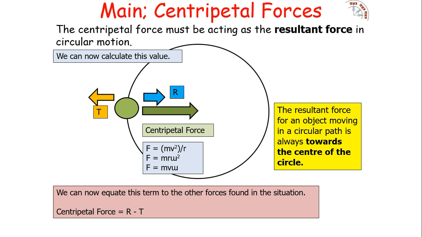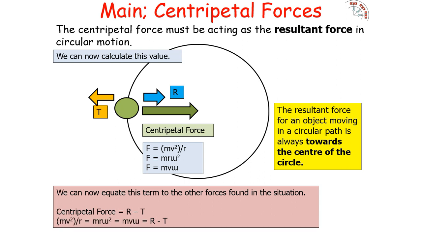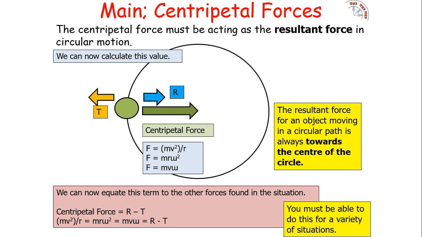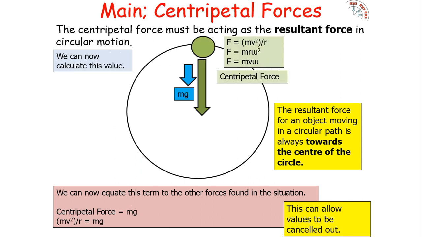So as well as saying that F equals mv squared over r, or F equals mv omega, or F equals mr omega squared, we can also say F equals R minus T, because that's the resultant force towards the center of the circle in this situation. So we can equate the two terms to each other.